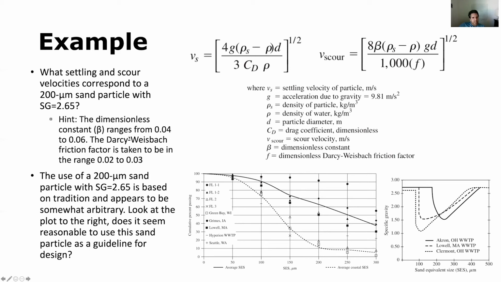So as a hint here, the dimensionless constant beta, which we can see in the scouring velocity equation, ranges from 0.04 to 0.06. The friction factor is 0.02 to 0.03. All right, so now that we've calculated that, consider the graphs shown here on the bottom right. The use of this 200 micron sand particle with specific gravity 2.65, like I mentioned before, is based on tradition, and it's somewhat arbitrary. So looking at these plots, does it seem reasonable to use this as a guideline for design? Why or why not?